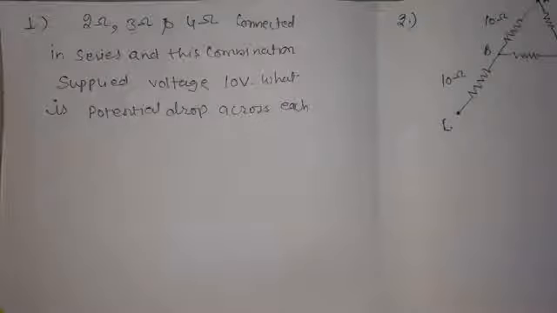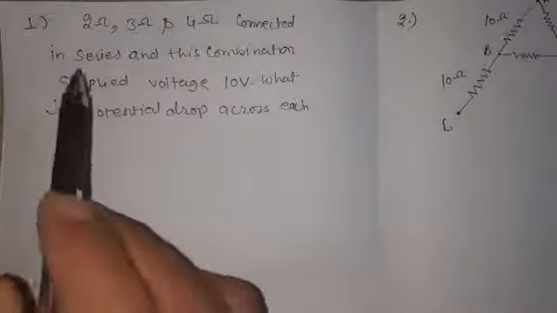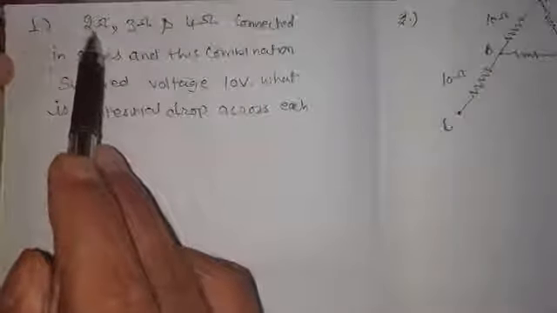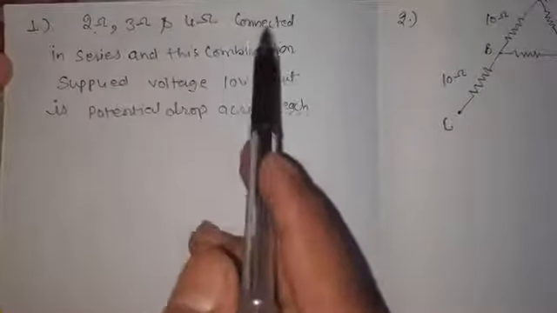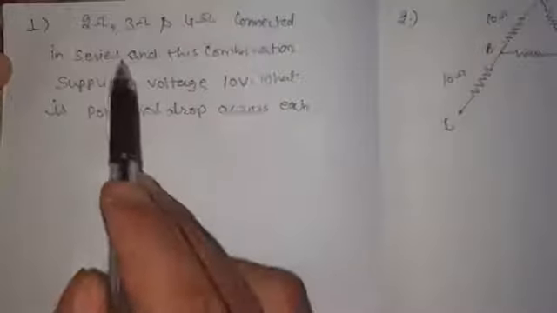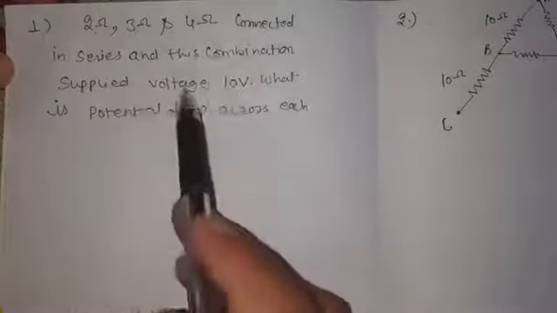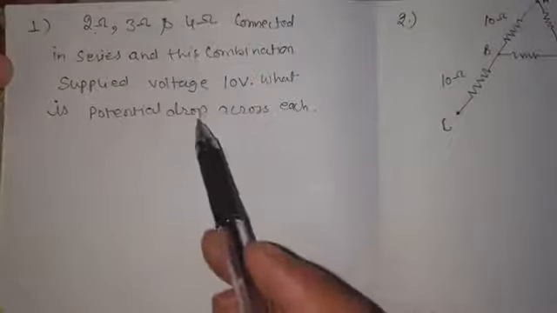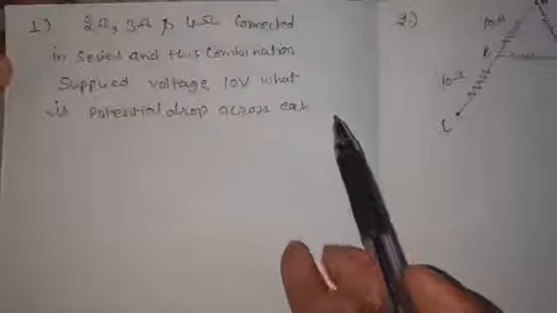Let us solve a few numericals based on the combination of resistors. Welcome back to this physics video. This is the very first question. We are given 2 ohm, 3 ohm, and 4 ohm. These are three resistors connected in series, and this combination is supplied 10 volt. What is the potential drop across each resistor?